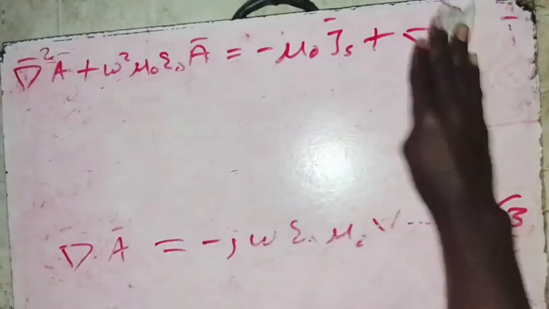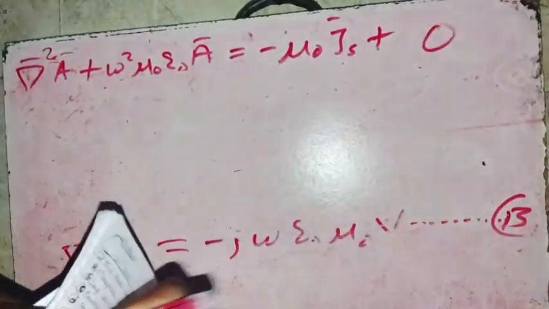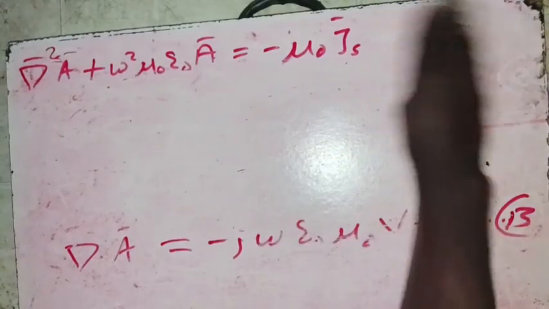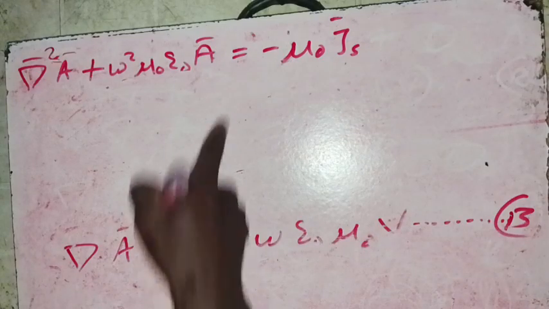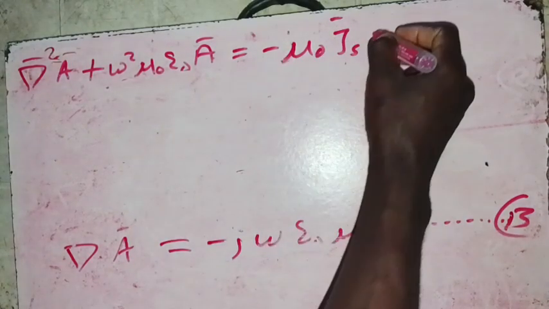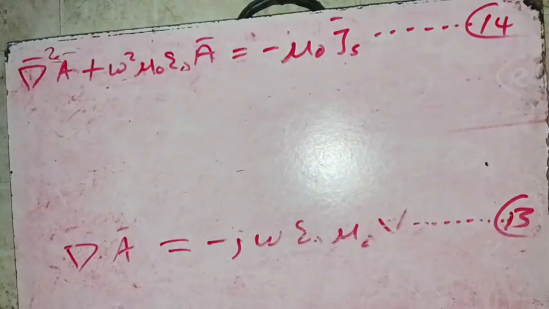Everything there will be 0. So that's what you have there. Then of course, what will you do now? You write this as equation 14. Ta-da. So that's that.